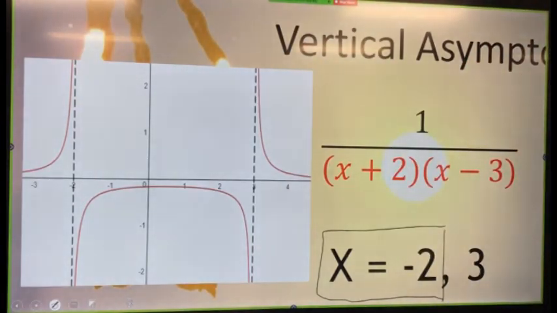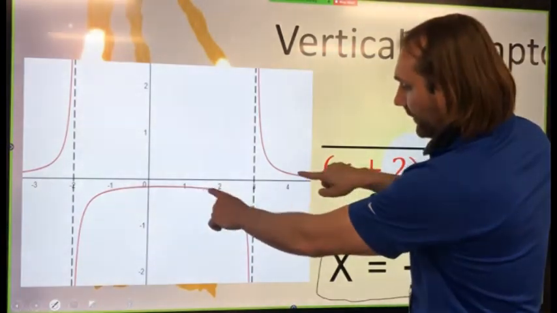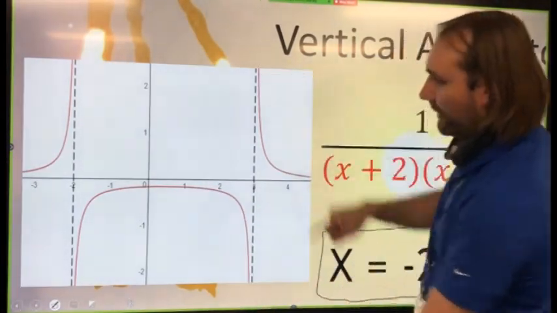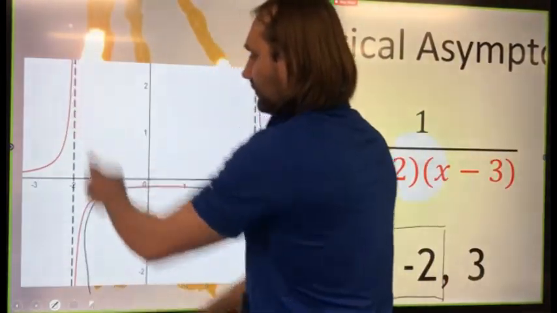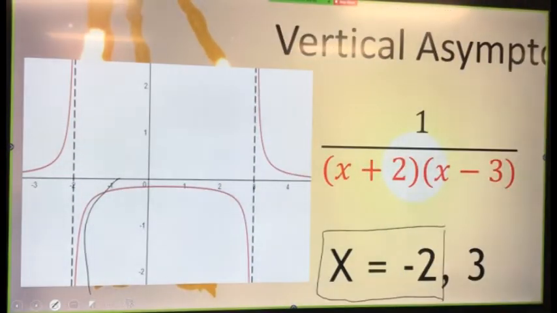So looking at this graph, I do see that there's a point at 3 that my graph turns away from. And there's a point at -2 that my graph turns away from there. So x equals -2 and x equals 3 are my two vertical asymptotes. What makes the bottom 0?